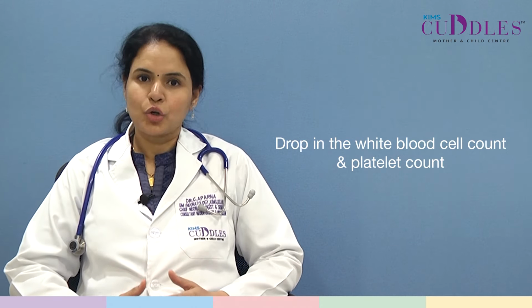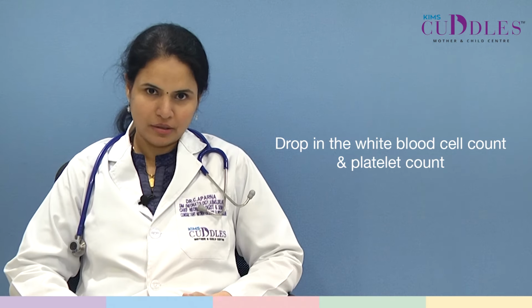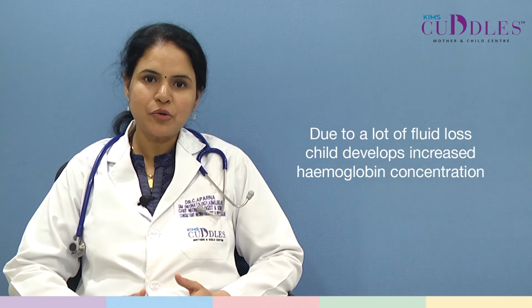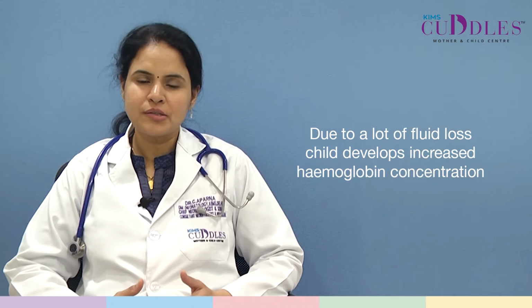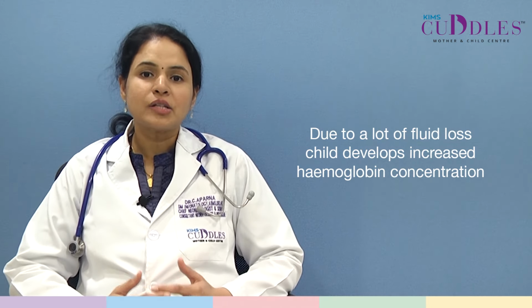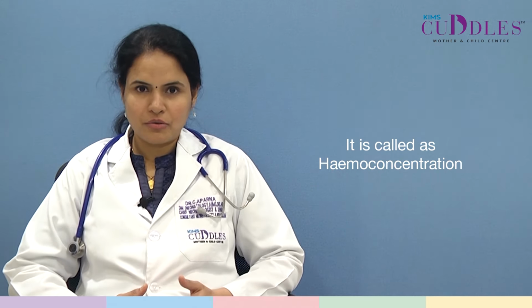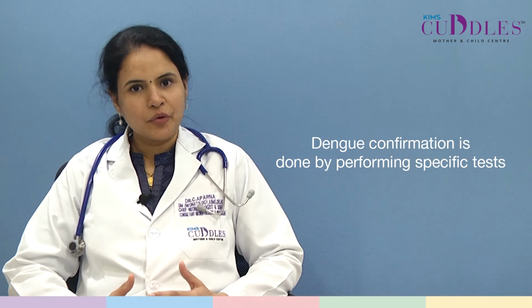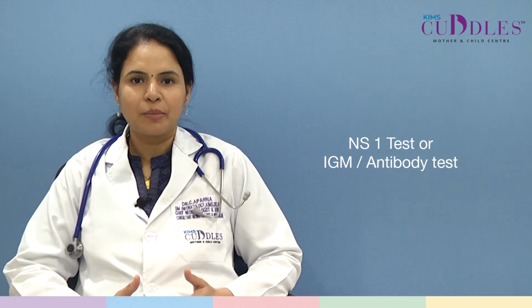So when it comes to the investigations, the typical abnormalities that we see are a drop in the white blood cell count and platelet count, and in severe cases of dengue where there may be a lot of fluid loss, the child develops increased hemoglobin concentration called hemoconcentration. The suspicion of dengue is further confirmed by specific tests such as NS1 test or dengue specific IgM or antibody based tests.